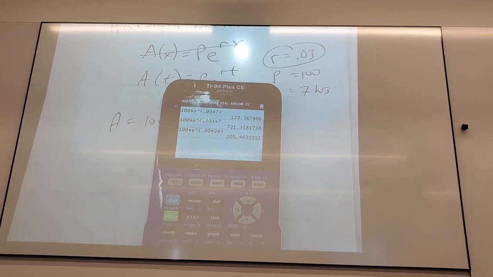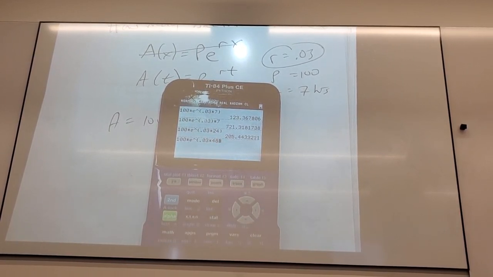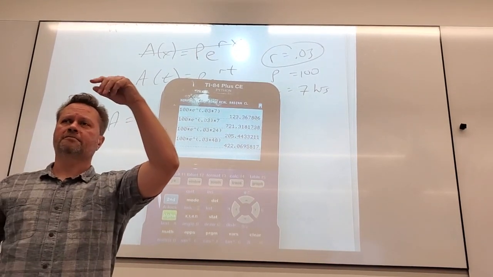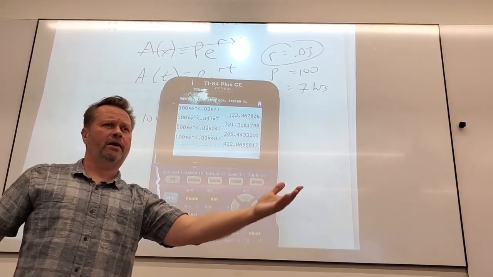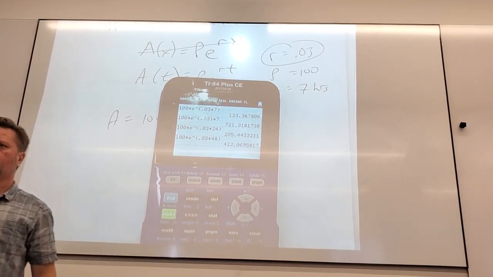So how much should there be after 2 days? 410? 400 something, yeah. Doubling time is roughly a day. So if I do 100 e to the 0.03 times 48, sure enough, it's a little more than 400. 3 days, it would double again. So we got half-life. We can also talk about doubling time. Okay.